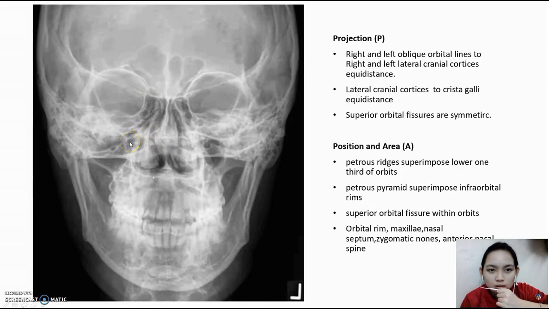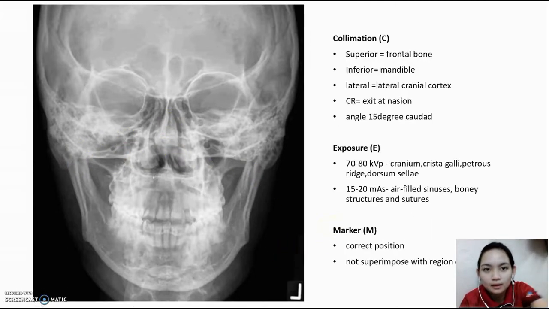The area needed to be included in the Caldwell 15 is the orbital rims, maxillary, nasal septum, zygomatic, and the anterior nasal spine. For the collimation, superior of this radiograph must include the frontal bone, inferior must include the mandible, lateral must include the lateral cranial cortex, and the CR is at the nasion.